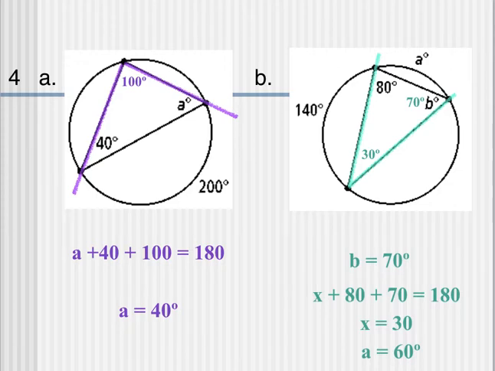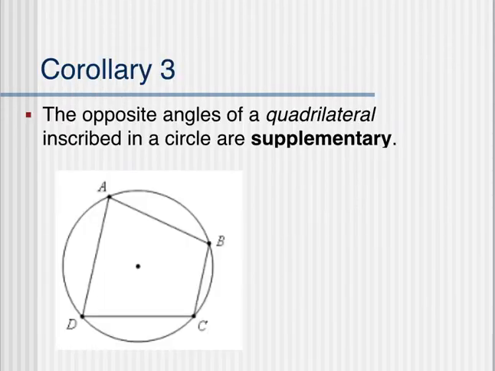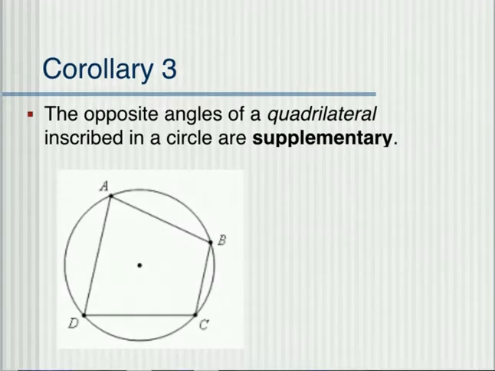Now go back to your postulate paper. Corollary 3 tells you what to do when you have a whole quadrilateral inscribed in your circle. When you have a 4-sided shape inscribed in your circle, that means that all 4 corners are going to brush the edges of the circle.